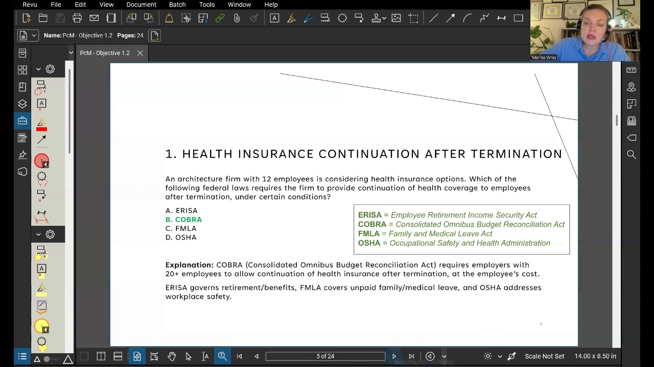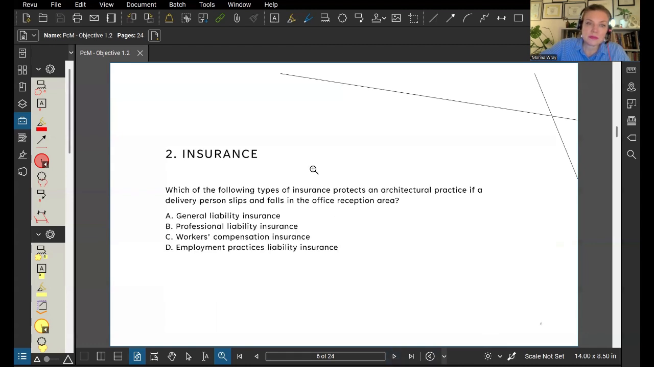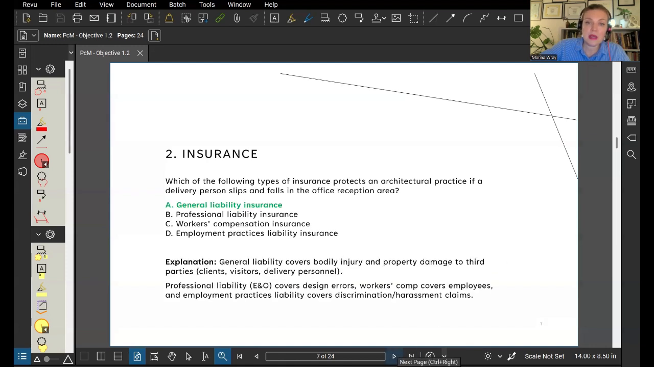So let's go to the next question. And that's all about insurance here. Which of the following types of insurance protects an architectural practice if a delivery person slips and falls in the office reception area? A, general liability insurance. B, professional liability insurance. C, workers' compensation insurance. Or D, employment practices liability insurance. The correct answer is general liability.